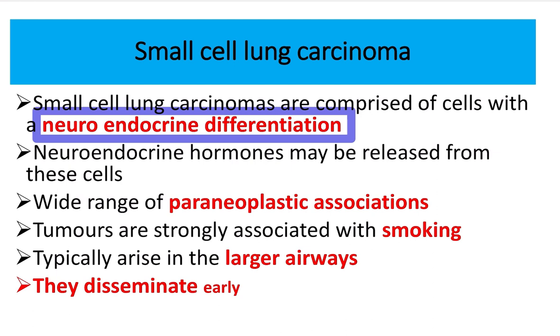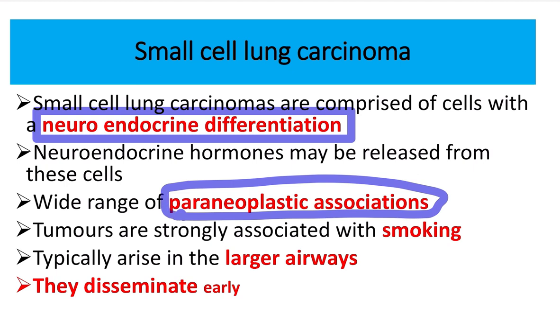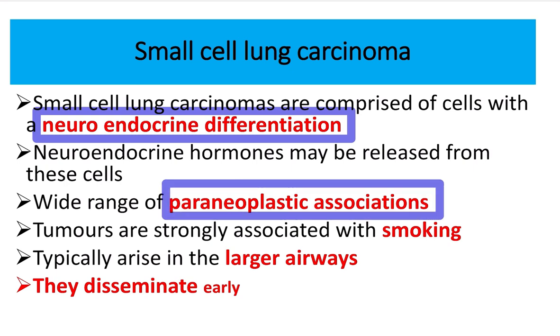Neuroendocrine hormone may be released from this cell, and a wide range of paraneoplastic associations are present. What is paraneoplastic association or paraneoplastic syndrome? That means the cancer is in the lungs, but this lung carcinoma secretes a definite type of hormone or peptide, and it acts on other organs in our body, such as the lung cancer patient developing polyuria. That means it secretes a definite type of hormone which causes the polyuria of the patient.